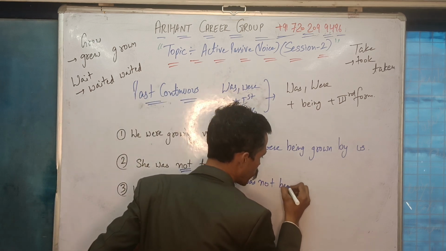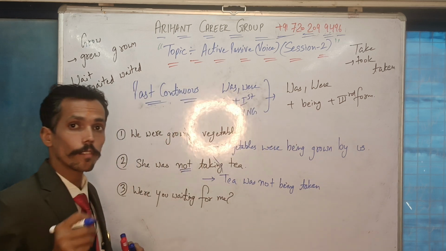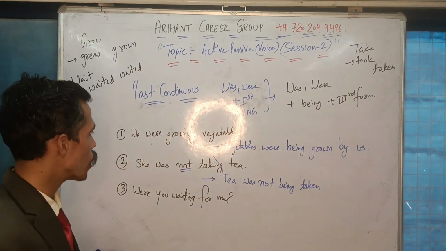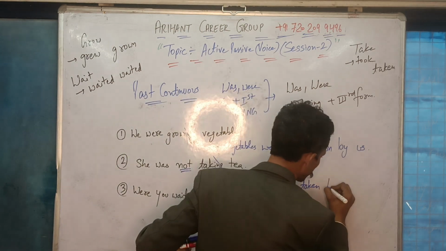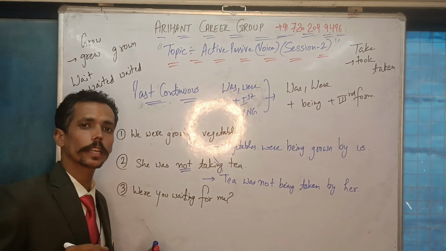Tea was not being, third form, taken. Tea was not being taken. Tea was not being taken by her. Tea was not being taken by her.